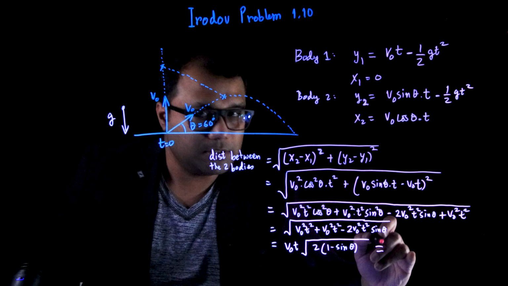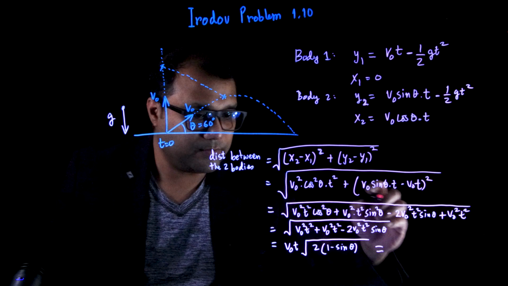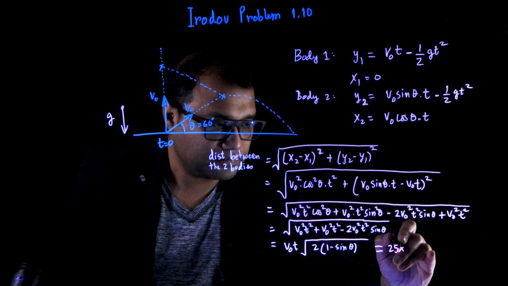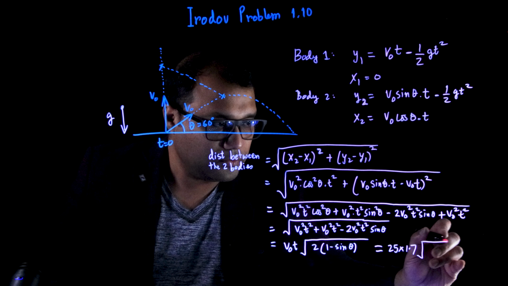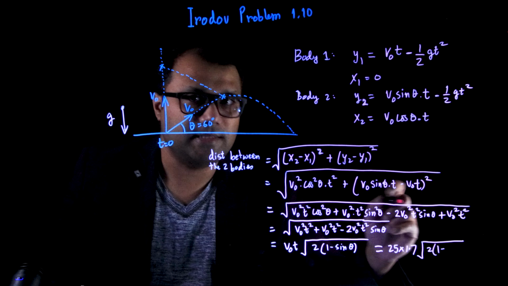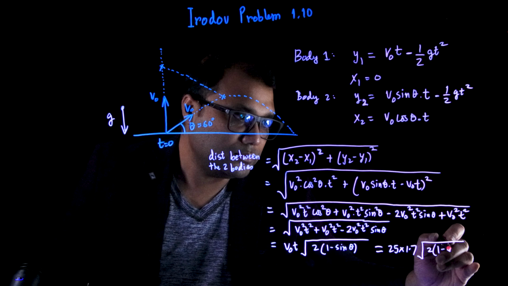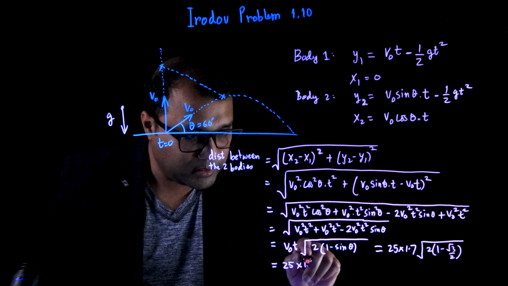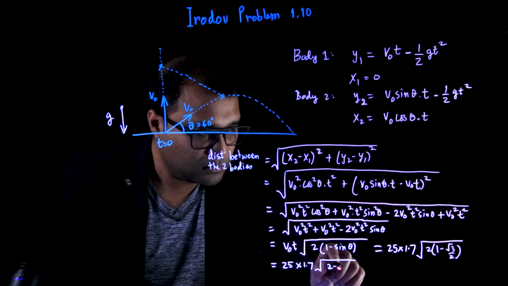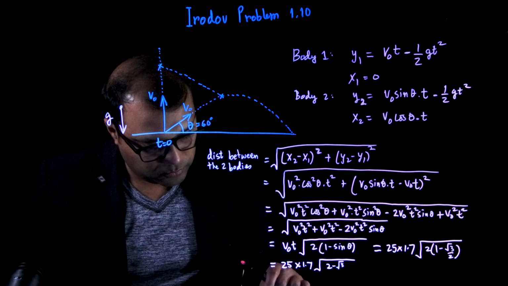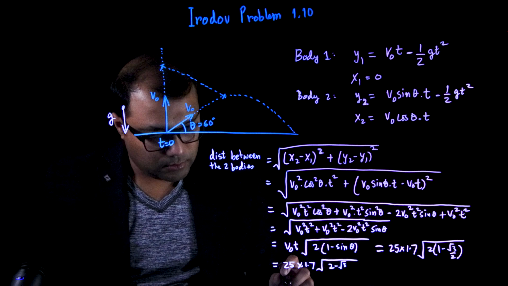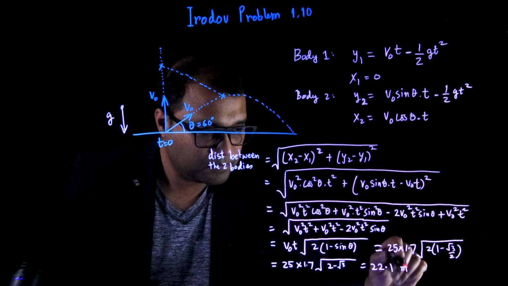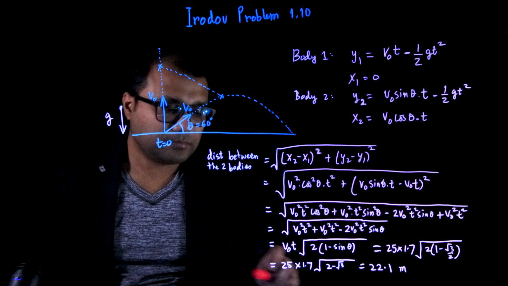Now let's substitute. So initial velocity v0 was 25 meter per second. After time 1.7 seconds, root 2 times 1 minus sine theta. Now sine 60 degree we know is root 3 by 2. So this becomes 25 times 1.7 times square root of 2 minus root 3. Okay, let's do the quick math. 25 times 1.7 times root of 2 minus root 3 is roughly 22.1 meter. Okay, so that's the answer.